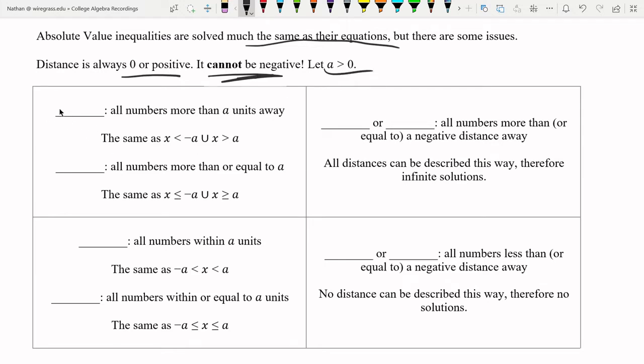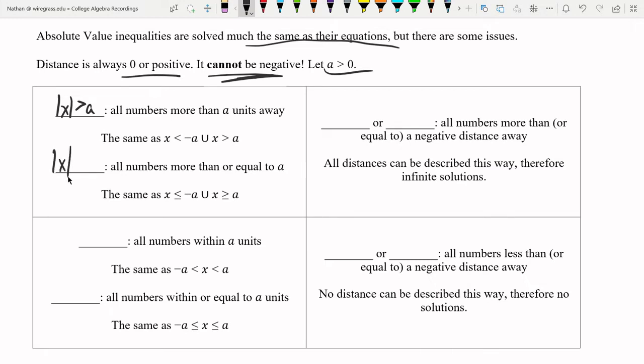So now let a be a real number that's greater than zero. For this first one, if the absolute value of x is greater than a, some number, then we're asking what are all the numbers that are more than a units away. So if a was 2, then the answer would be less than -2 and greater than +2. Those are all the numbers that are more than 2 units away from 0.